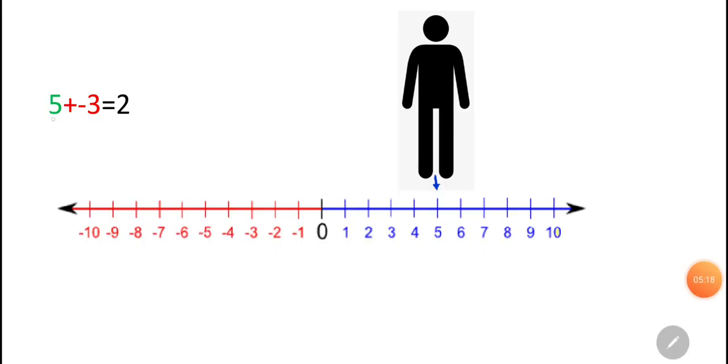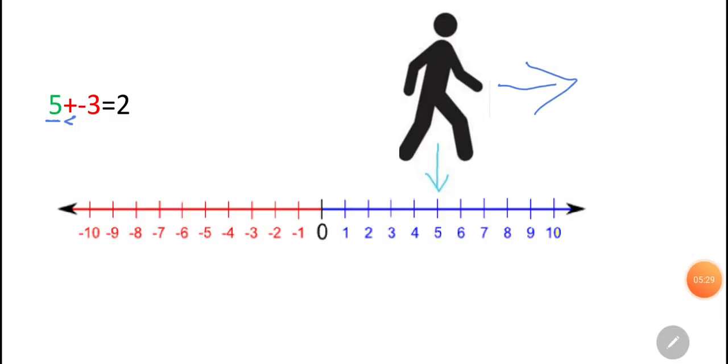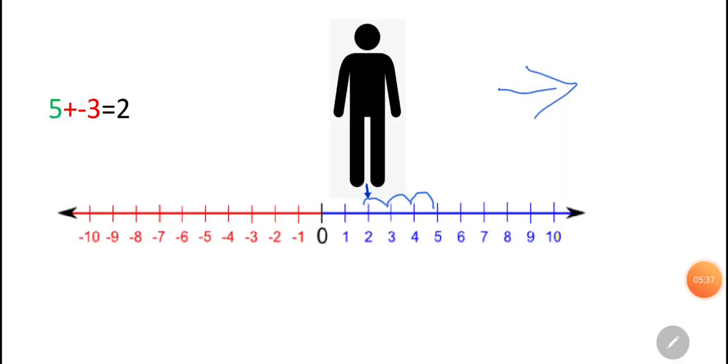Again, the man is standing at 5, and because it's a plus sign, he wants to face the right. He's going to face that way. But then because you can see a negative 3 here, the man's going to walk 3 steps back. So when the man walked back 3 steps, he ends up at 2. So it's always good to see 5 add negative 3 and put that in a bracket like that.